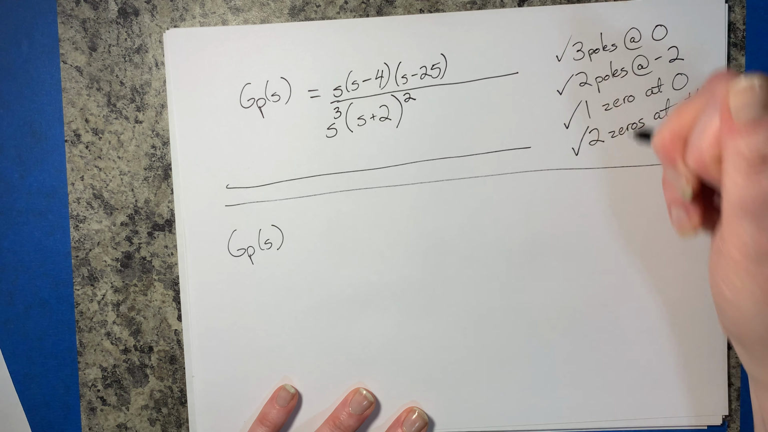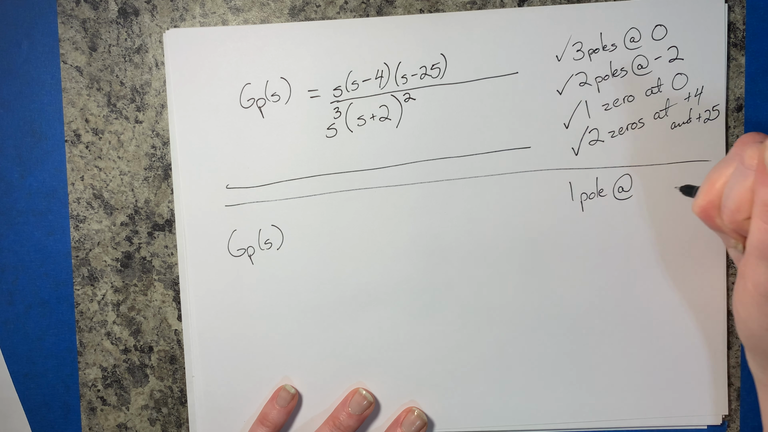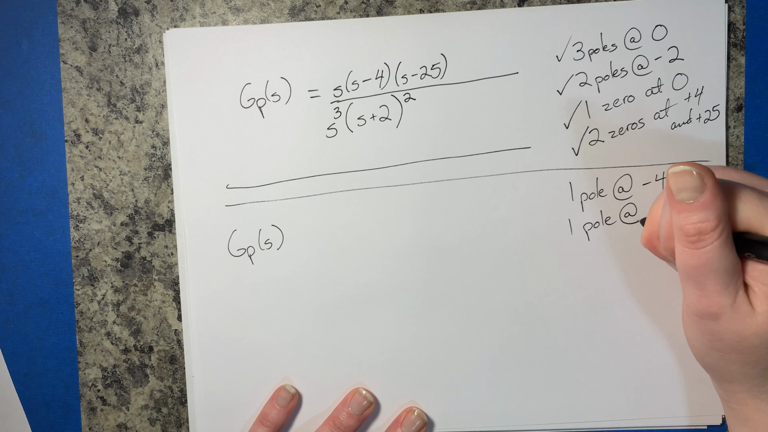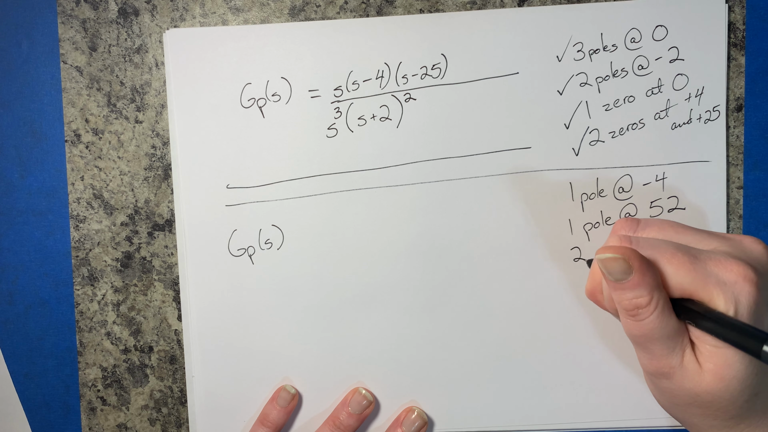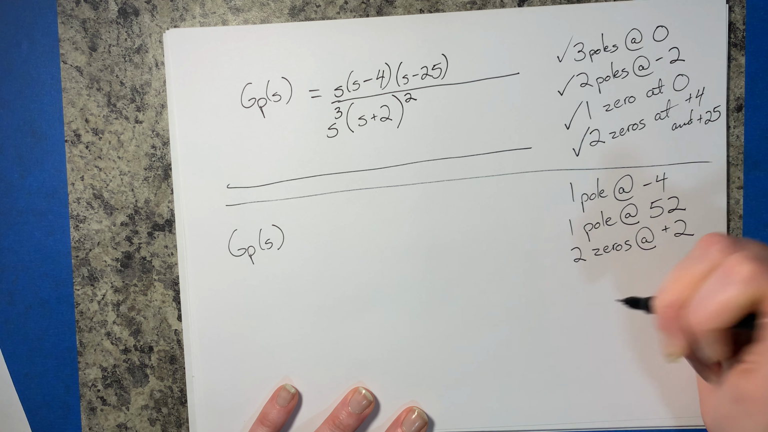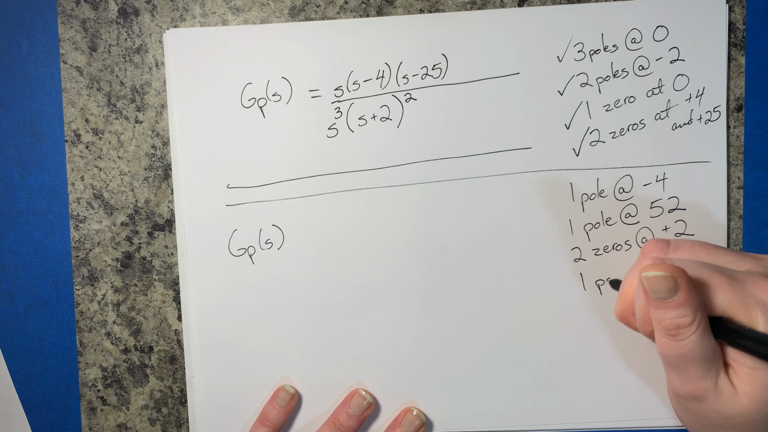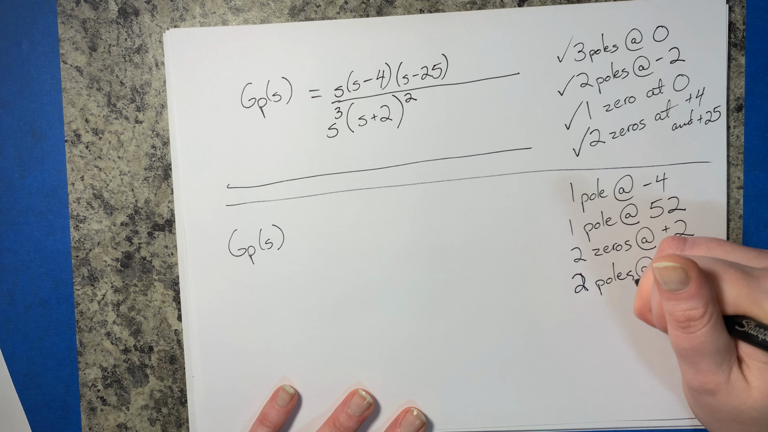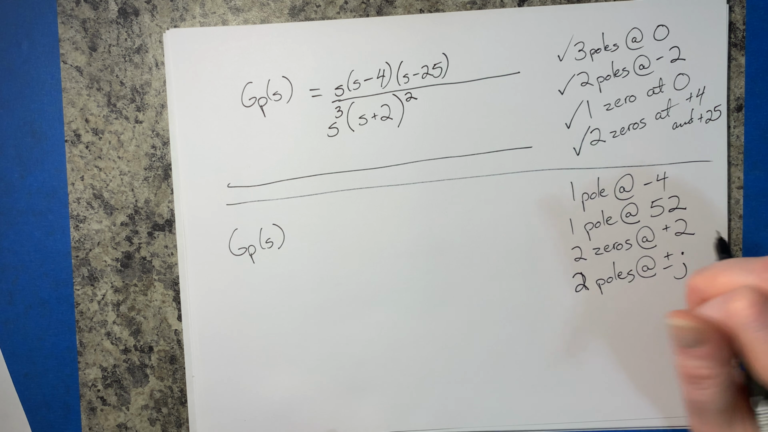Okay, and we did that one. Okay, so let's say we have 1 pole at -4, 1 pole at 52, just a different number out there, 2 zeros at +2, and we'll add 1 more pole in there. Actually, let's do 2 poles at ±j, like a complex j. Okay.